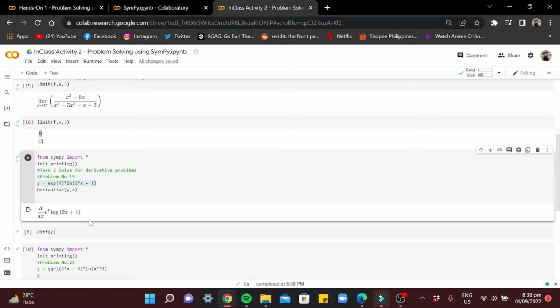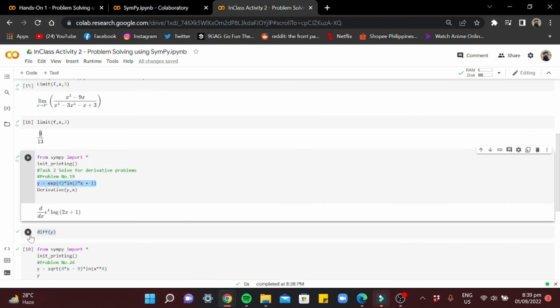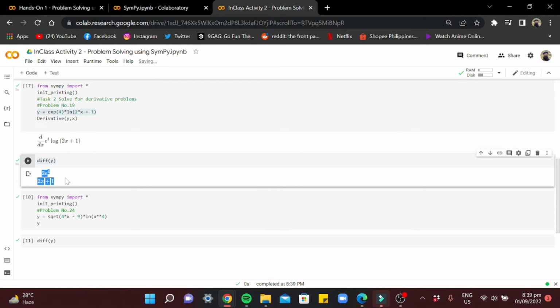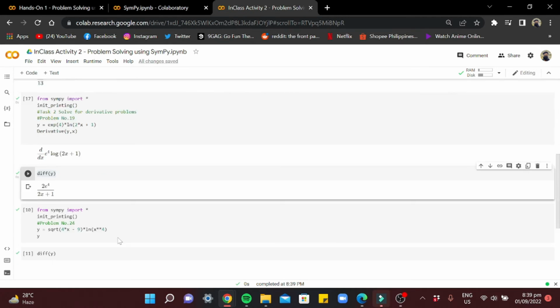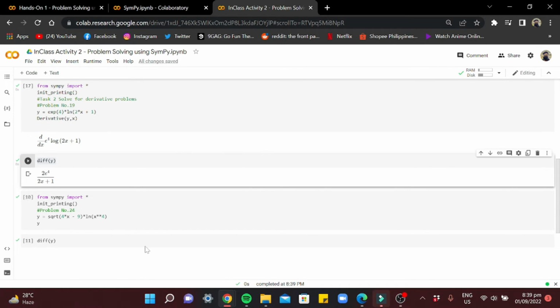If we want to get the derivative of this function, we put y here and use diff of y, so that we tell the system to get the derivative of this equation. Let's run this. We get 2e raised to 4 over 2x plus 1. That's our answer. And the last equation from this activity that I've chosen is from the set of questions given to us by our teacher.